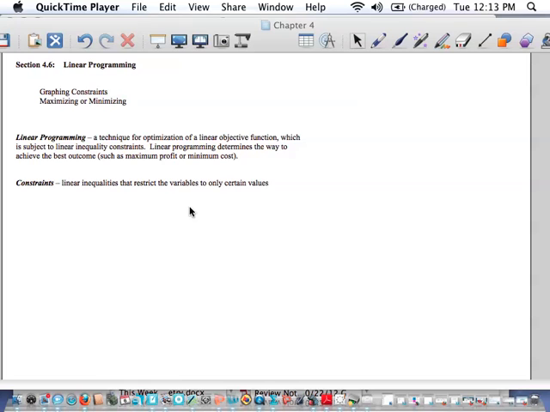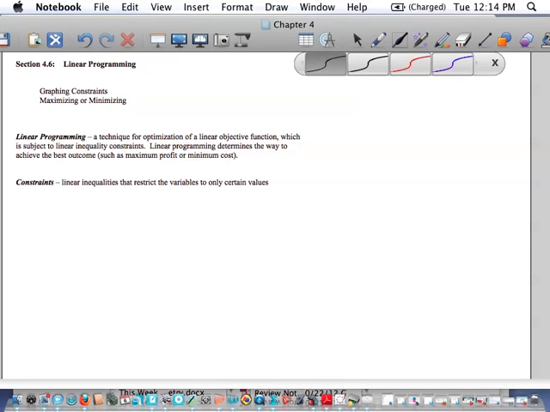The section we're going to look at is section 4-6 called Linear Programming, and it deals with looking at the constraints on a system to try and optimize profit or cost. So we want to look at a maximum profit or a minimum cost model in this particular section. So linear programming is a technique for optimization of a linear objective function, which is subject to linear inequality constraints. Linear programming determines the way to achieve the best outcome, such as a maximum profit or a minimum cost.